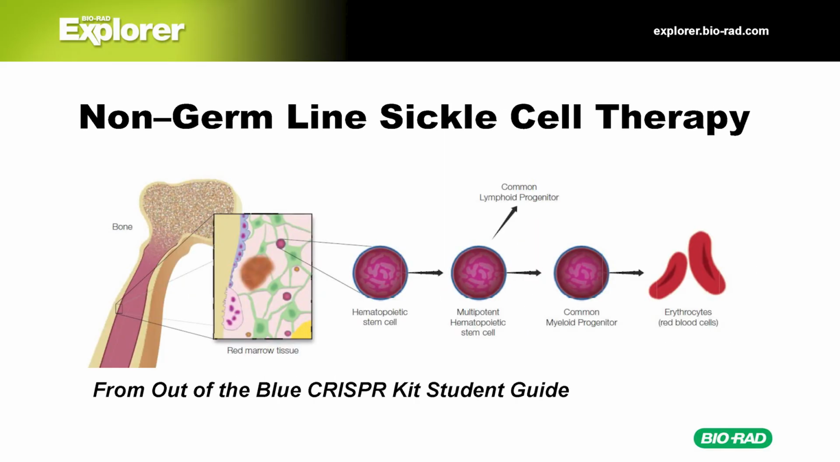Another non-germline CRISPR-based therapy could target patients with sickle cell, and this scenario is part of a capstone activity in Bio-Rad's Out-of-the-Blue CRISPR kit. Hematopoietic stem cells could be harvested out of a patient's bone marrow, modified using CRISPR to replace the mutation causing sickle cell with the wild-type form. Grow up a titer of these cells and reimplant them, which could skew the patient's ratio of normal-shaped red blood cells to sickle-shaped ones.